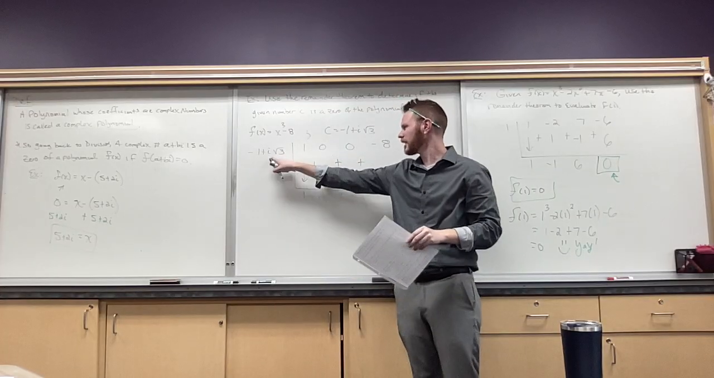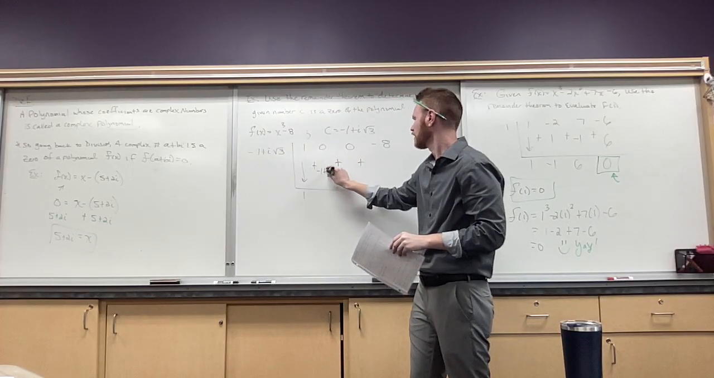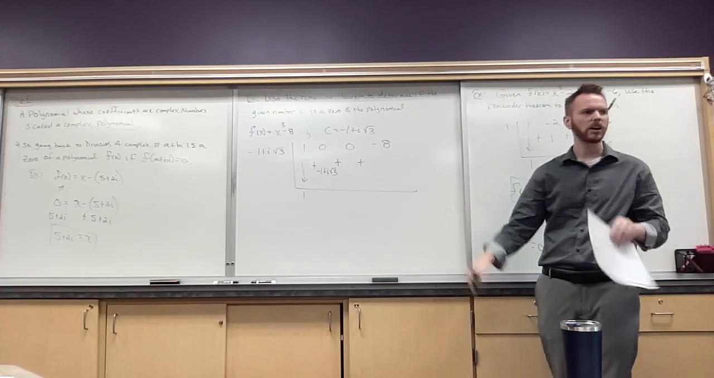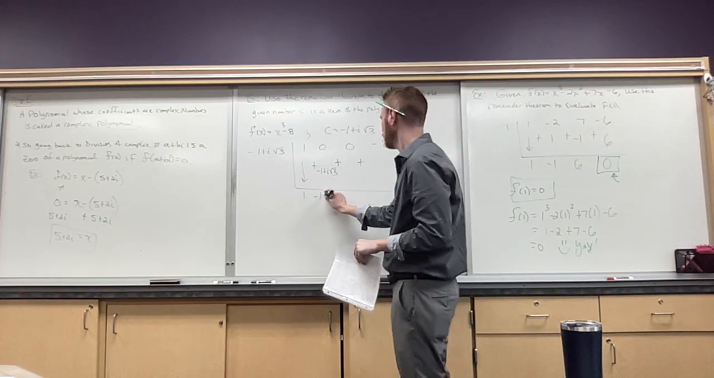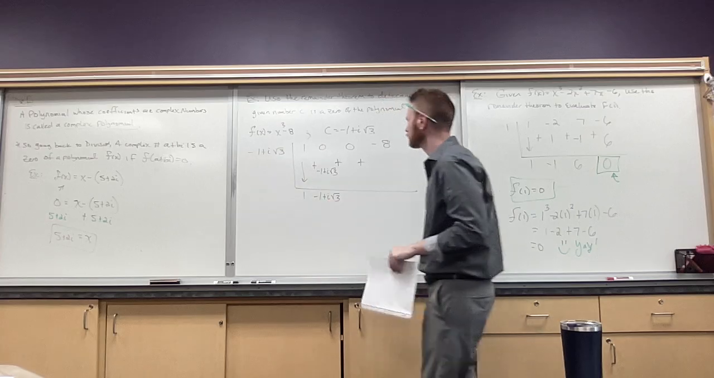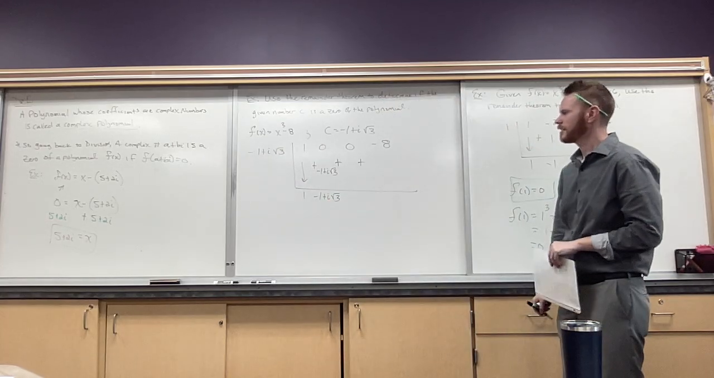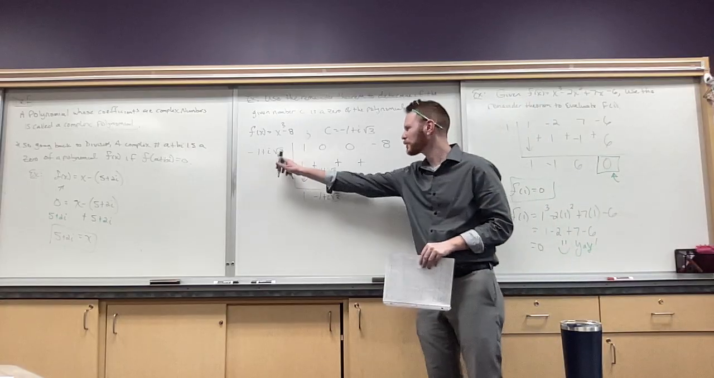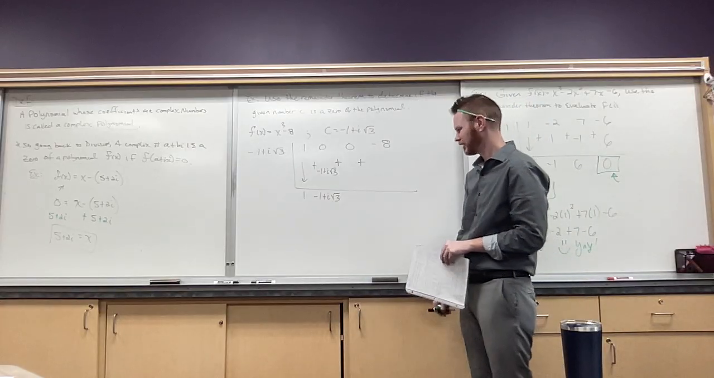So 1 times this is just gonna be that. Okay? Now we're gonna add the column. We get the same. So negative 1 plus i squared of 3. Here's our first, I don't know what to call it, a speed bump, but now we're gonna multiply both of these and put the answer here.